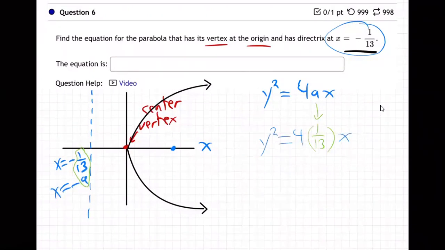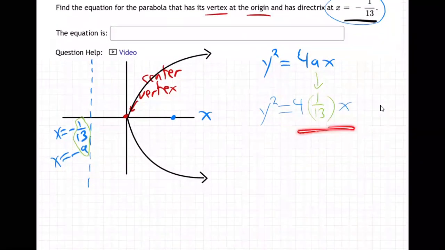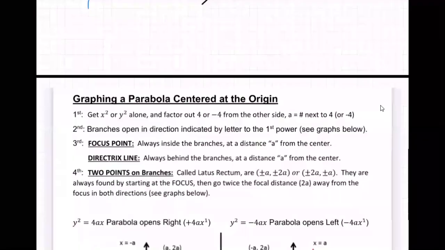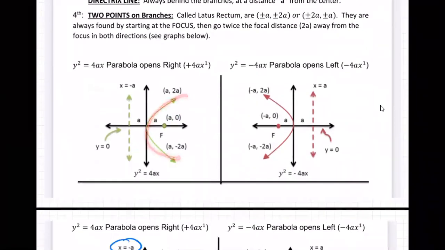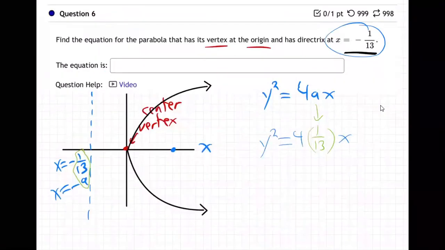Is that making sense? The other thing is, remember, the right side in the equation has to be positive. Why? Because it's going to the right. Remember the direction, it says it right here. The branch opens in the direction indicated by the first power letter. So notice if it goes to the right, it's plus 4ax. If it goes to the left, it's minus 4ax. So ours is going to the right, it's got to be positive. The directrix line is not always negative, but in this case it's negative because it's back, which means the a itself is 1/13.